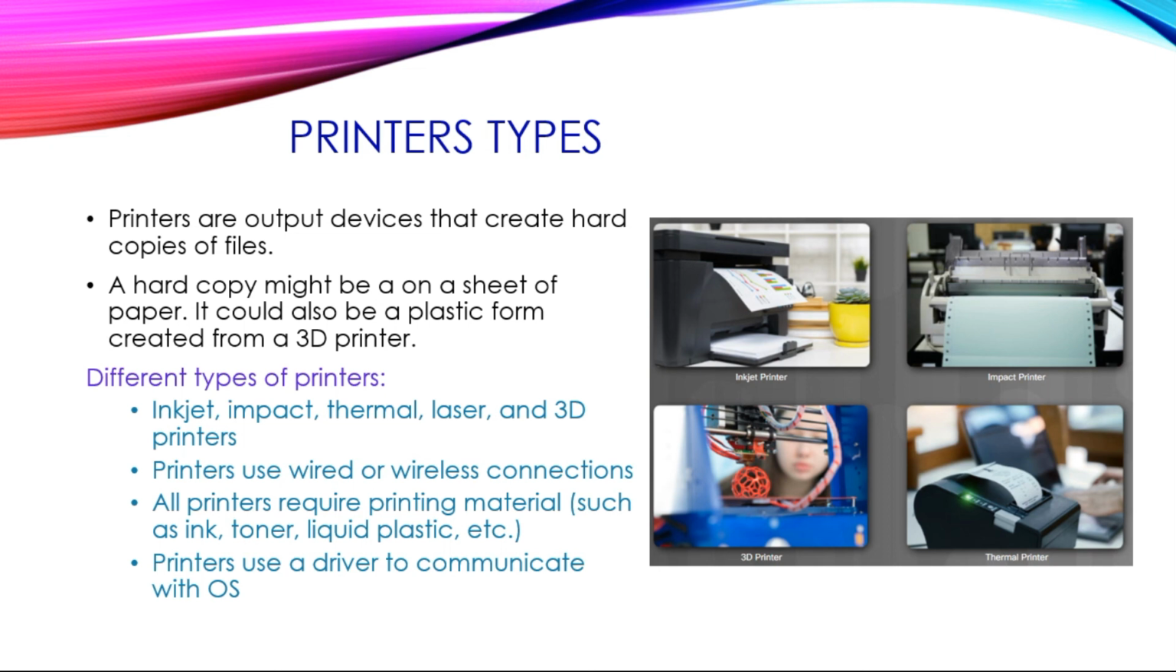The most common output device used to give us output in hard copy files is printers. Printers are of many types. A hard copy might be taken on a paper sheet or on a 3D plastic sheet. Different types of printers are being used in the market like inkjet, impact, thermal, laser and 3D printers. Printers use wired or wireless connections. All printers require printing material such as ink, toner, liquid plastic, etc. Printers also need to be configured in our system, and they need a driver to communicate with our operating systems.